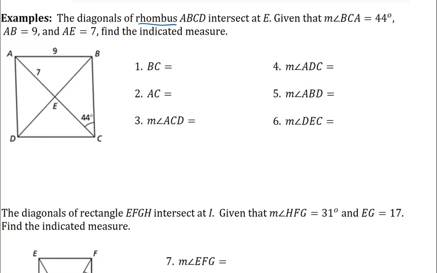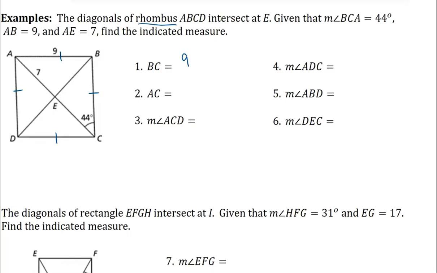Okay, so what can we fill in? We've got BCA is already labeled at 44, AB is 9, and AE is 7. We're looking for each of these. So BC is a side of the rhombus, and because I know that it is equilateral, I would strongly recommend you mark all that, okay? That things are congruent here. Because it's equilateral, then that means BC is 9.